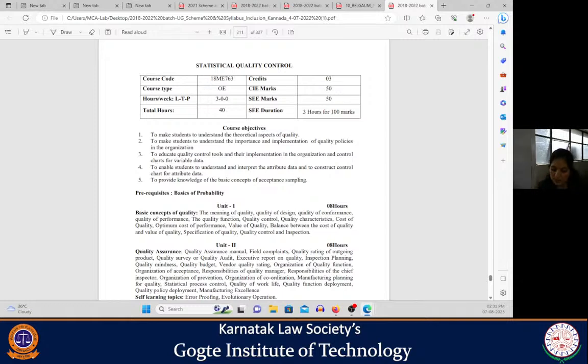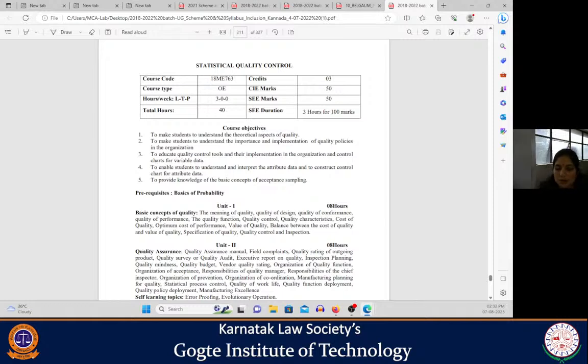Statistical process control, or statistical quality control, is the application of statistical methods to monitor and control the quality of any production process, which may be in any field. That's why this can be studied by students of any branch.